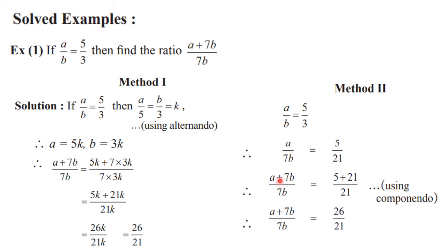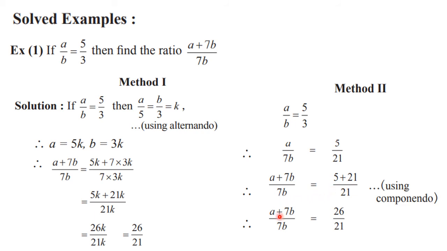So let's make use of the property of componendo. Add denominator to numerator, so a plus 7b upon denominator as it is. If we are doing it on the left hand side, we have to do it on the right hand side. So here also 5 plus 21 upon 21. And don't forget to give the reason: using componendo. We have used the property of componendo and this operation is performed.